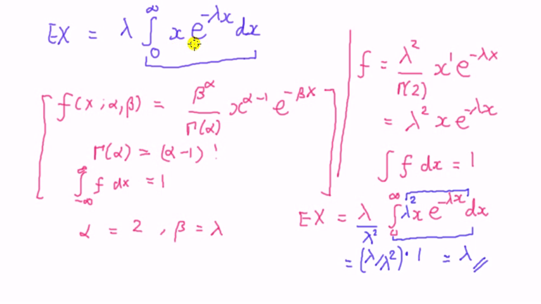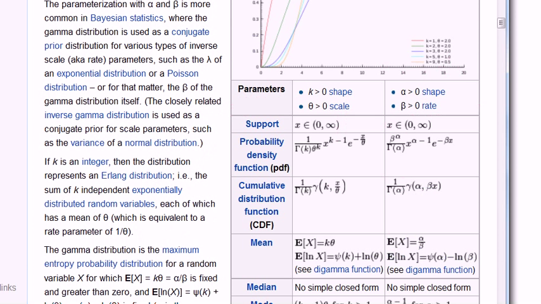Well, this is actually a gamma distribution with parameters set to certain values. So let's type in gamma distribution into our search engine and look at the Wikipedia page. This is the gamma distribution. Just like the exponential distribution, this also has two parameterizations for the PDF. I can write it like this, or I can write it like this.